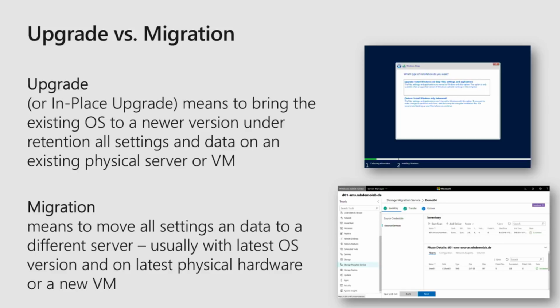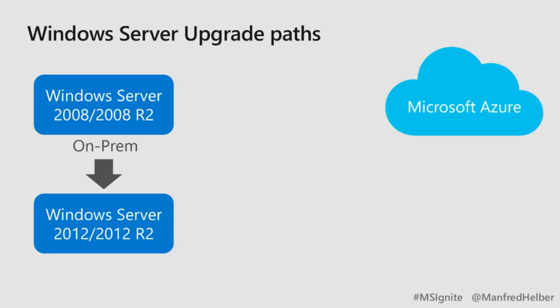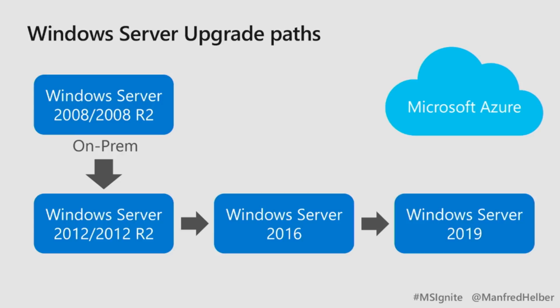So let's see what's possible with Windows Server when we think about the upgrade. So the in-place upgrade, bring the workload on a newer version on the existing hardware or VM. We can upgrade from 2008 to 2012 or 2012 R2, and we can in-place upgrade to Windows Server 2016 and in-place upgrade to Windows Server 2019.